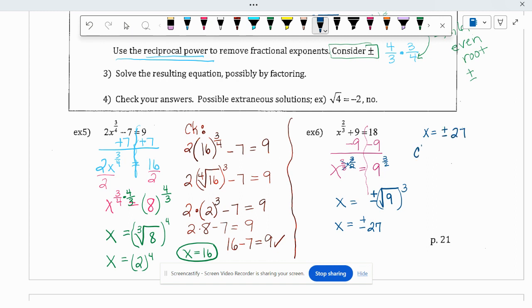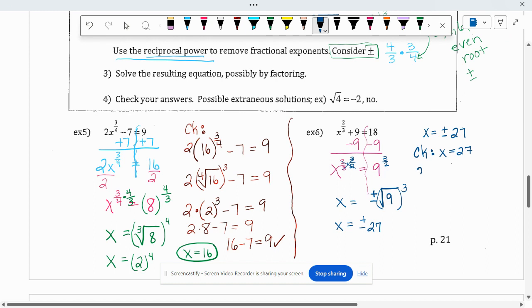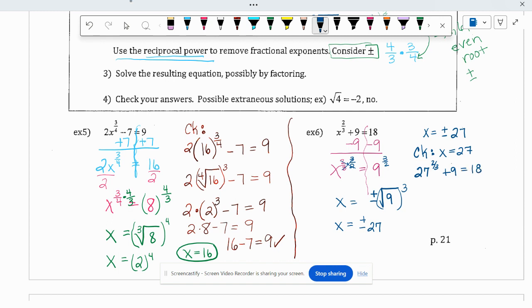Well, we have to check both of those. We have to check and see if x equals 27 works, and if x equals negative 27 works. So if x is 27, I have 27 to the 2/3 power plus 9 equals 18. The third root of 27 is 3, and 3 squared plus 9 is 18. 3 squared is 9, and 9 plus 9 is 18. So this one works.